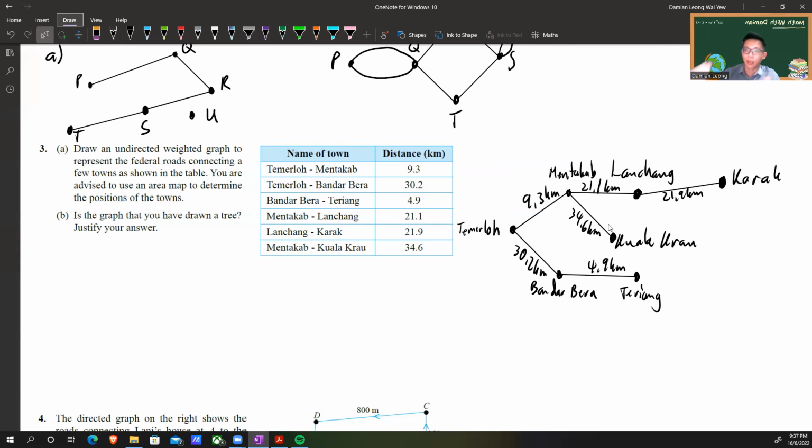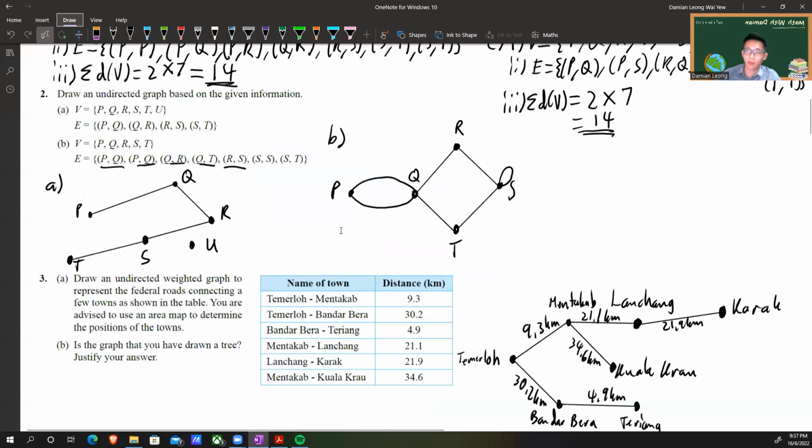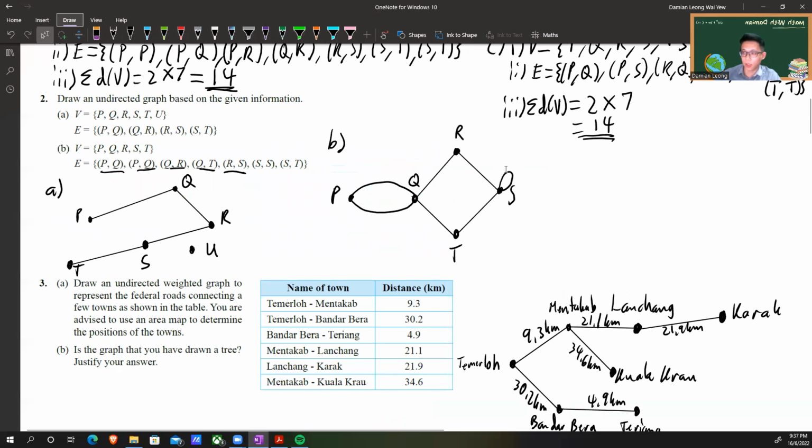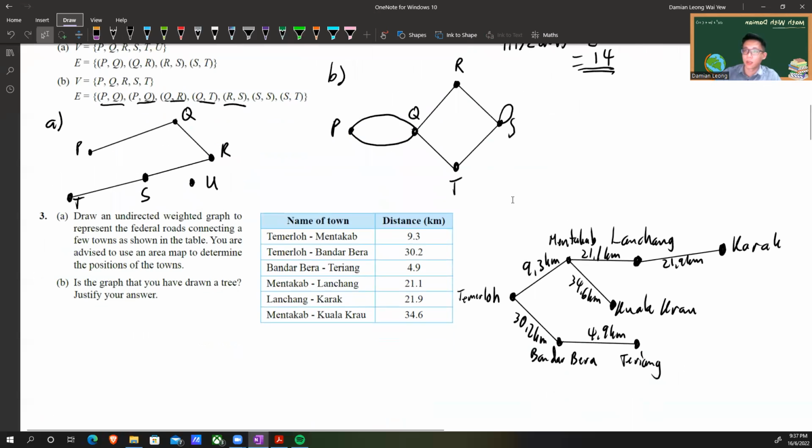All right. For part B, they want you to determine whether it is a tree and then justify the answer. Now, how is it a tree? So a tree means it cannot have any loops. It doesn't only mean the loop on the same vertex. It means a loop like this. Yeah. When it goes through different vertices, it can come back to itself. Then that's a kind of loop.